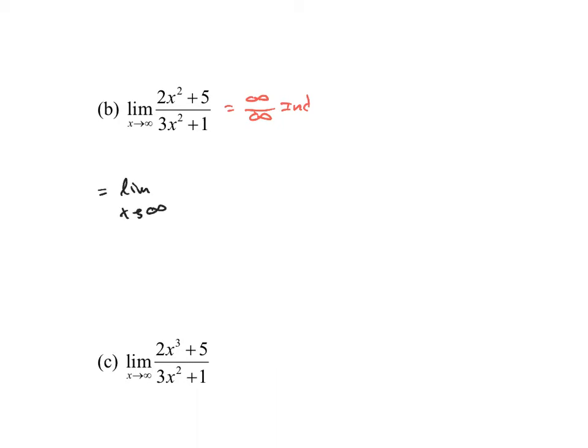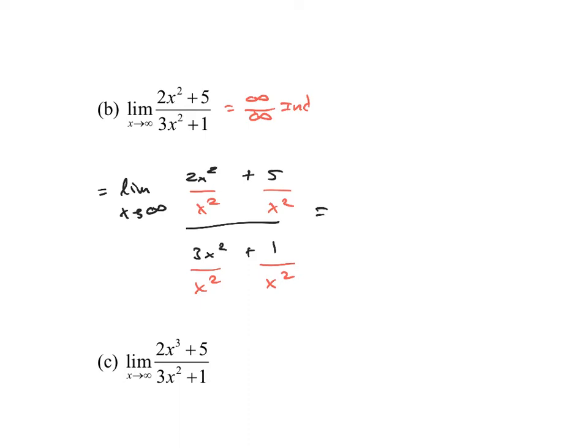Our trick was to take every single term, I'm going to leave some space here, 2x squared plus 5 on top, 3x squared plus 1 on bottom, leaving room. I'm going to divide every single one of those terms by the highest power in the denominator. Well, the highest power in the denominator is x squared. So I'm dividing all 4 of those terms by x squared.